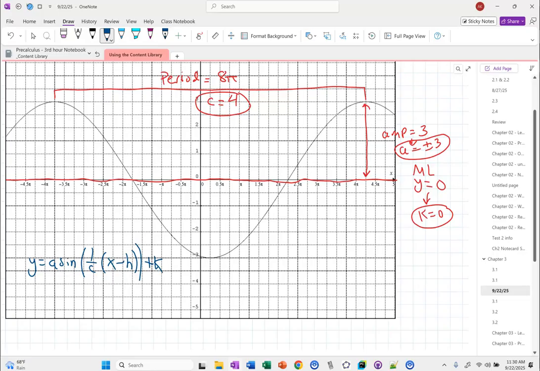How do you get C equals 4? I take my period, the 8 pi, and set it equal to 2 pi over the absolute value of c, and then solve for c, and we always take the positive result for c.